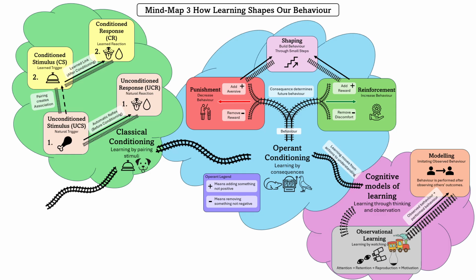Finally, we arrive at modelling, where we perform a behaviour after observing its outcomes in others. In other words, we don't just learn what to do, we learn what works.